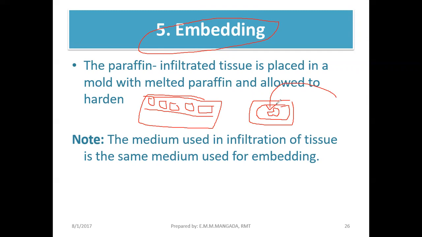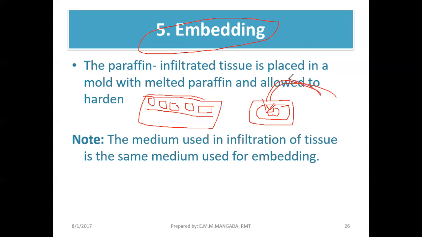So guys, usually the type of medium that we use in impregnation is the same type we'll be using in embedding. In our impregnation technique, we used paraffin. In the embedding process, we're going to use paraffin again. So we'll fill this with paraffin. The paraffin wax, guys, looks like your candle. When it melts, it becomes a liquid solution, and when it hardens, it becomes solid. The same goes for your paraffin.